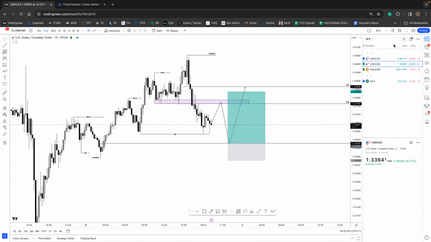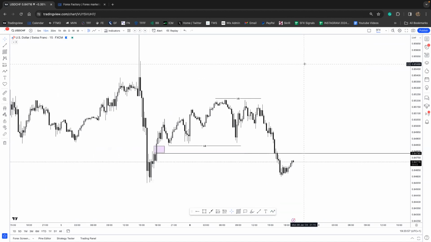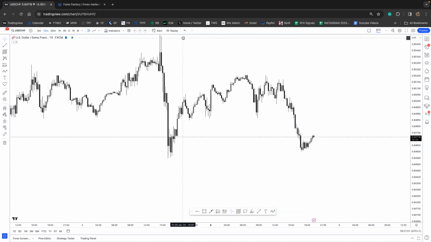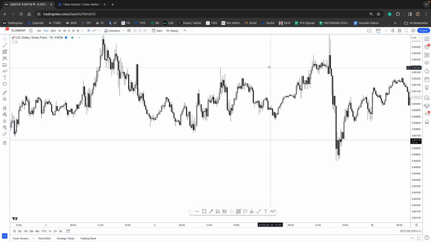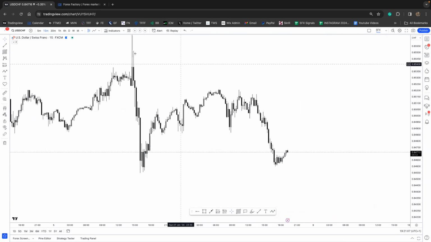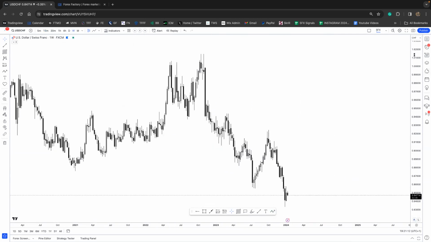Now let's move on to the next pair. We have USD CHF. USD CHF lately is not that good, especially in the first few days of January as well. In December it wasn't that tradable. But let's see anyway what the bigger picture is telling us.